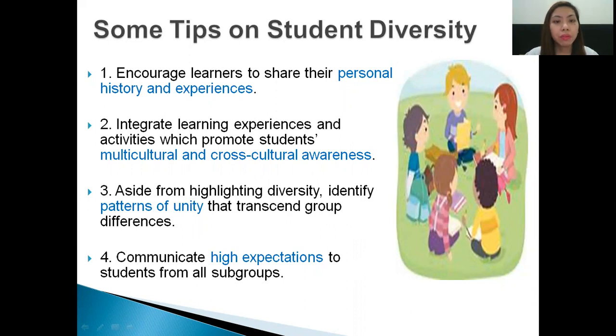Third, aside from highlighting diversity, identify patterns of unity that transcend group differences. You can periodically place students in homogeneous groups on the basis of shared demographic profile, such as same gender groups or same race or ethnicity groups, and have them share their personal views and experiences with respect to course issues. Fourth is to communicate high expectations to students from all subgroups.